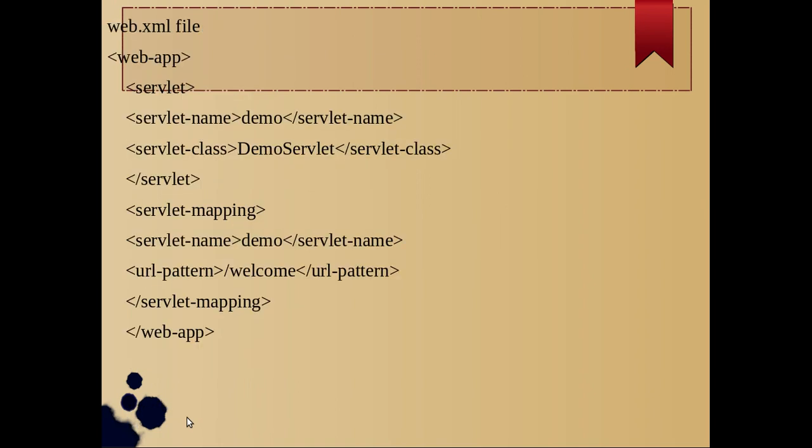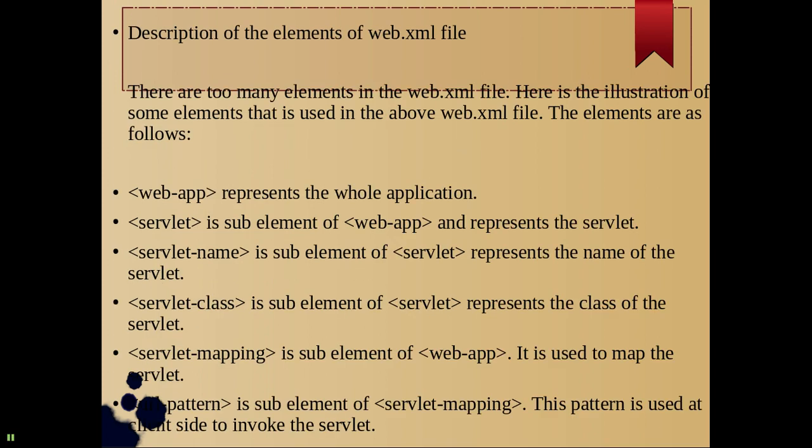Then there is a file, that is a web.xml file. This is the format of the web.xml file, where web-app represents the whole application. Servlet is a sub-element of web-app which represents the servlet. Then servlet-name, which is a sub-element of servlet, represents the name of a servlet, and servlet-class, that name of a class should be the same in the servlet class. Then mapping is used for mapping the servlet.